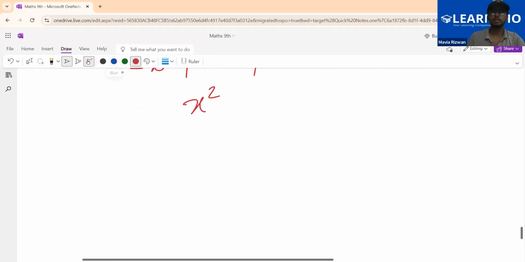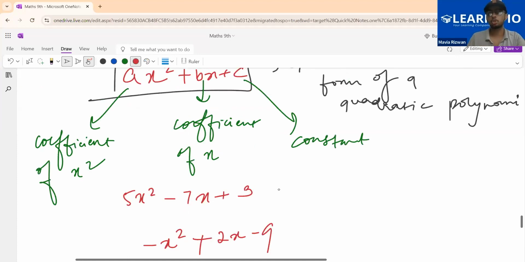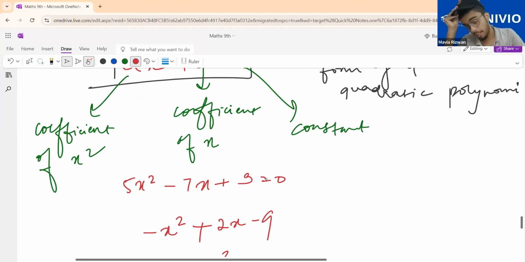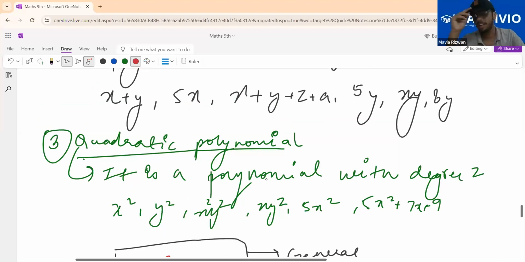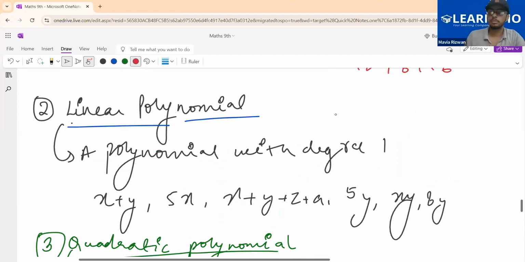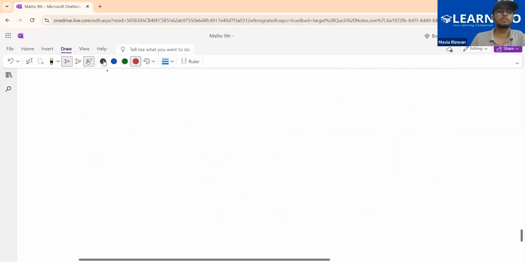Now, Safia, if I just equate this to 0, then it will become an equation. Then it will become a quadratic equation. Similarly, we have studied linear equations this year, right? So if I equate x plus 5 equal to 0, now it becomes an equation. Till here it was a polynomial, but now it will become an equation. Understood? Now, the last one which we'll be studying is a cubic polynomial. The third one which we have is cubic polynomial.